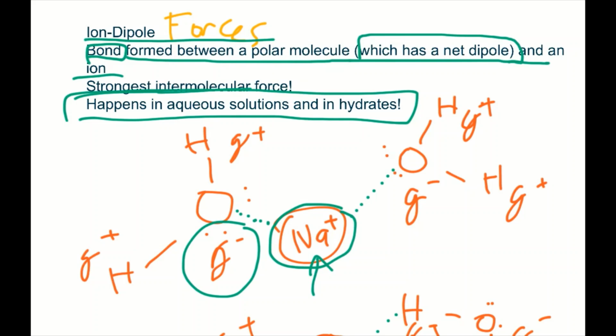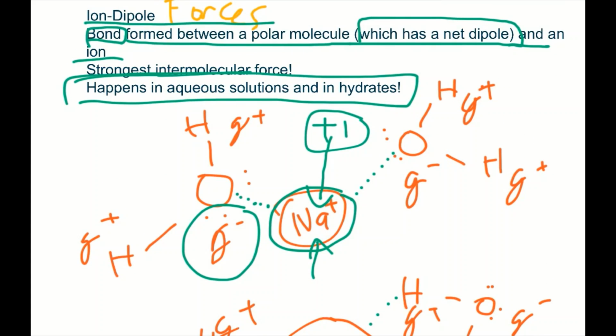And the reason why this is the strongest is because look at that. The Na plus is a whole +1 charge. It's not partially plus, it's fully plus. And because of that, a larger magnitude in electric charge means a stronger intermolecular force. And you see multiple waters surround the Na plus. It's not just one. There could be another one here that's attracted to the Na plus.